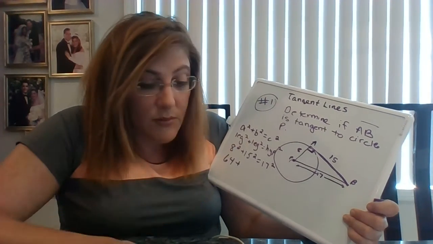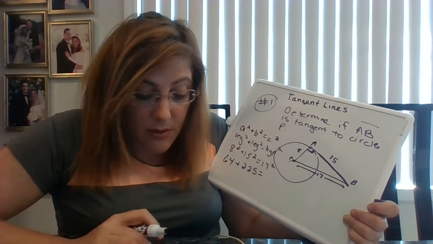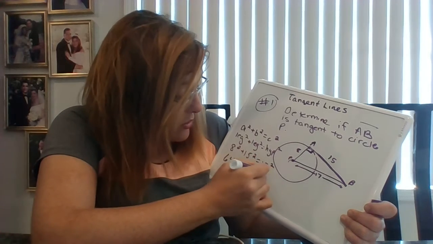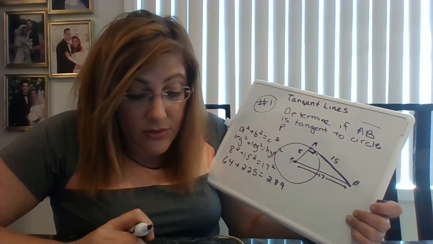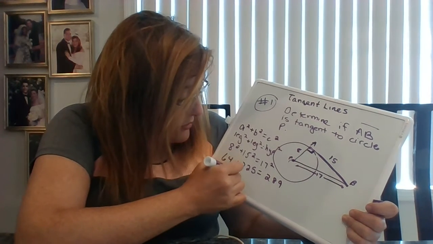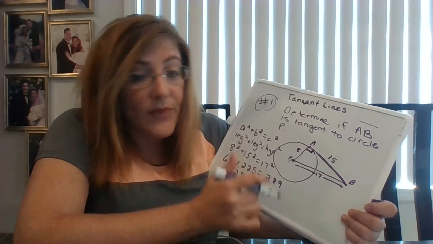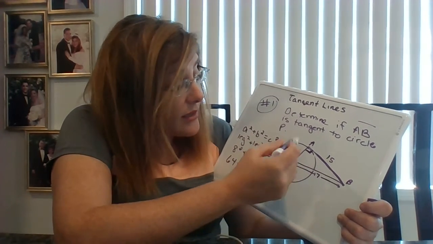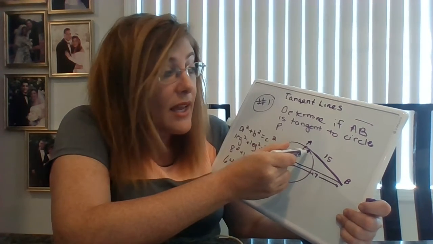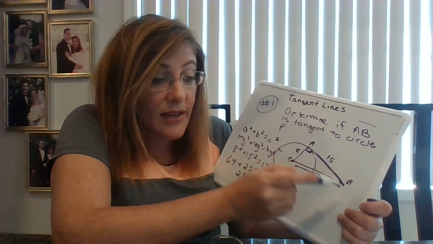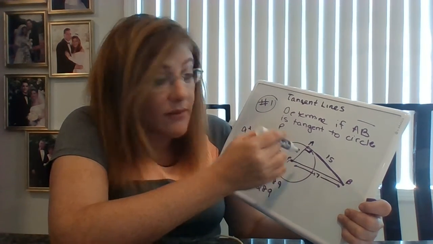64 plus, I believe that's 225, equals 17 squared, which is 289. Let's see if that works. 64 plus 225, 289 equals 289. So, since the hypotenuse squared equals the leg squared plus the other leg squared, this must be a 90-degree angle, which proves that this line is tangent to the circle because it is indeed perpendicular to that radius.